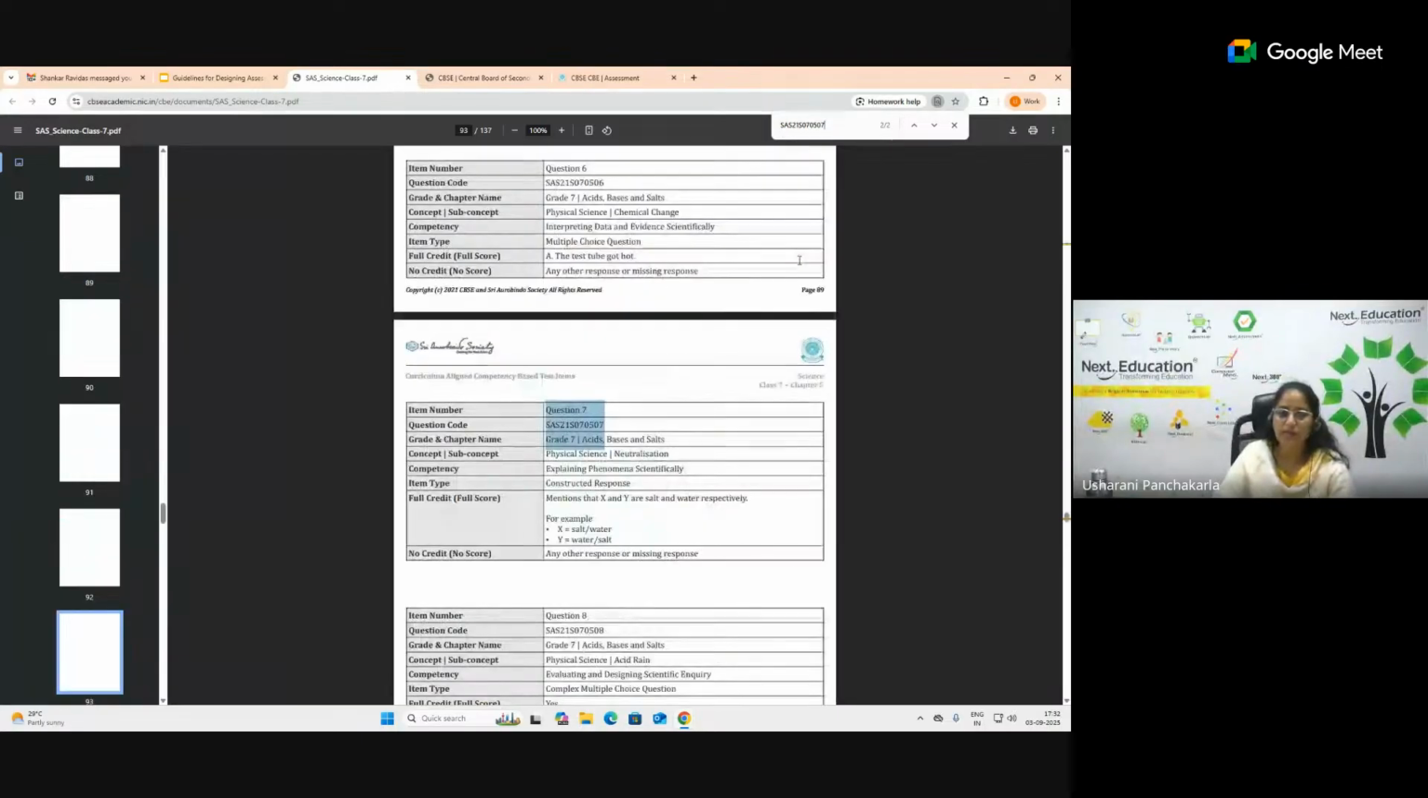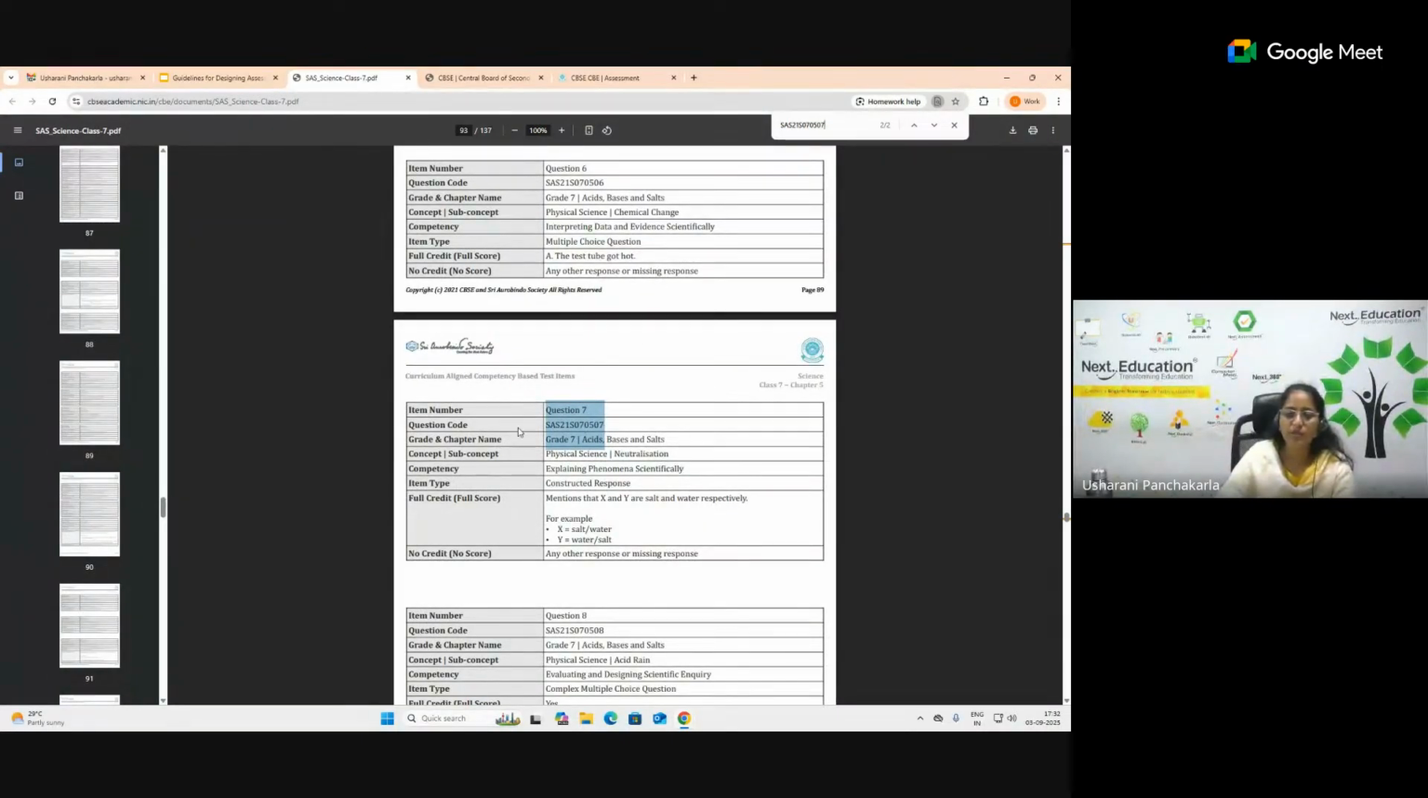When you click on this, you can see the information given. What is the item number? That is nothing but the question number. What is the question code here? And the grade and chapter of that particular question, and the concept or sub-concept covered here. What is the competency? Explaining phenomena scientifically. This is what we are discussing. Item type is constructed response.